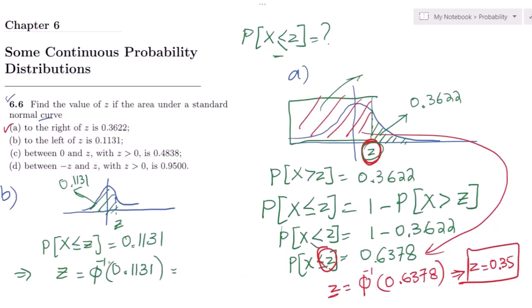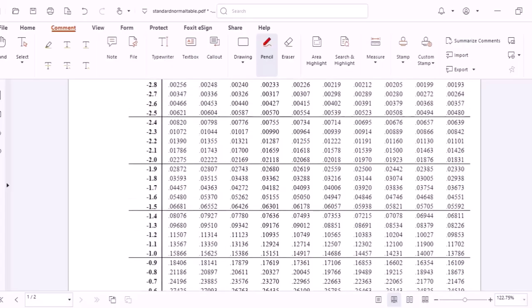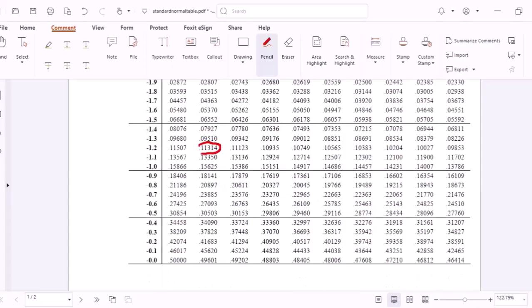We have to move to the table and see what value corresponds with the value of z, which gives me 0.1131. So this is the smaller value. Let me see it, 0.1131. Yes, this is the value, you can see that.